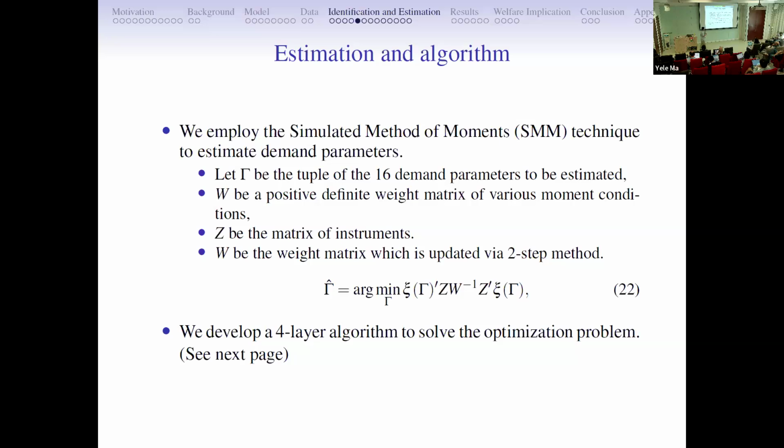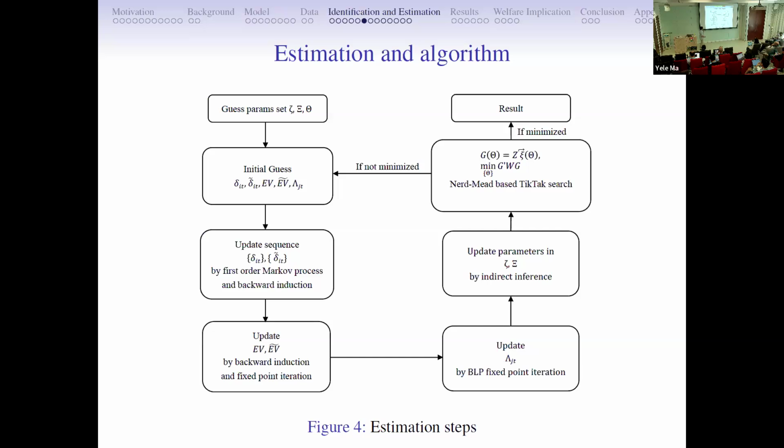And we wrap up all the moment conditions and instruments to get an objective function. And we utilize a four-layer algorithm to solve the optimization problem. First, we use a Bellman equation to solve for the delta function and the value function of EV. After we get the two numerical results from the two iterations here, we further iterate over lambda GT through the standard BLP iterations. And finally, we update the belief on the Markov process here. And we also strengthen the validity of our estimation by using some tic-tac search to get a global minimization.